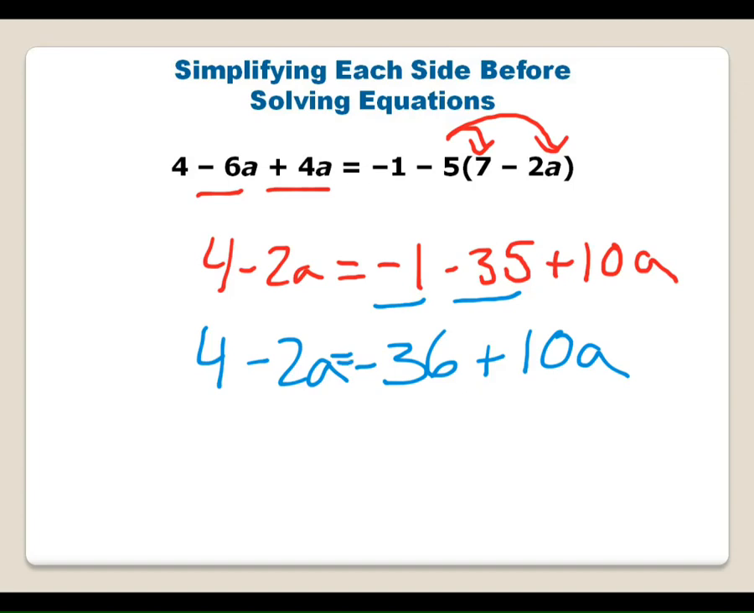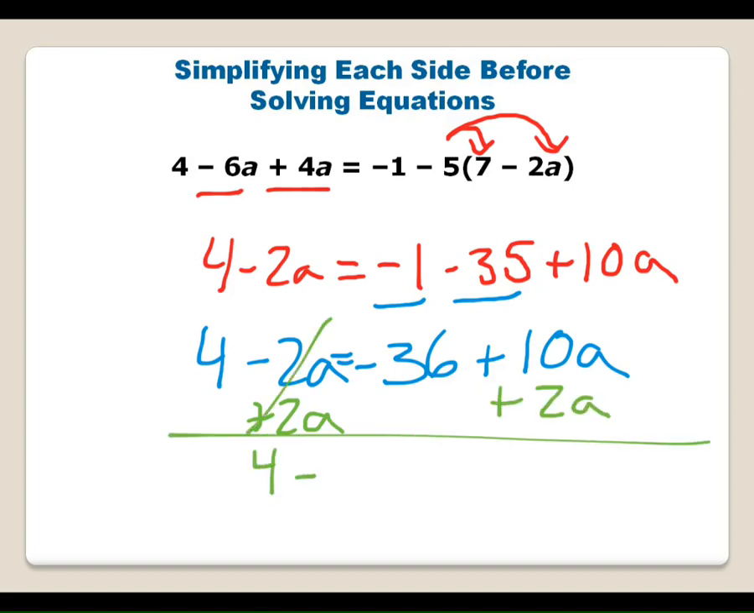Let's get those a's together on one side of the equal sign. I can either add 2a to both sides, or I could subtract 10a from both sides. Doesn't matter which way you do. I'm going to go ahead and add 2a. That way I keep them positive. That goes away. I'm left with 4 equals negative 36 plus 12a, because 10a plus 2a is 12a.